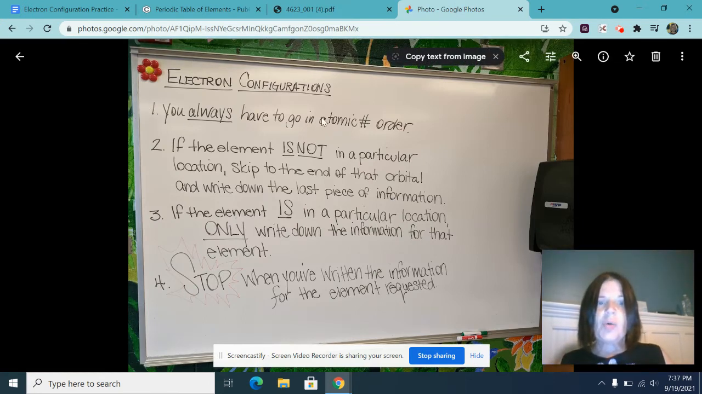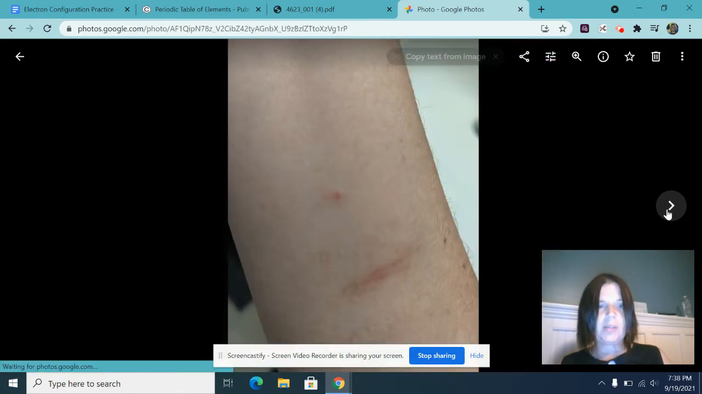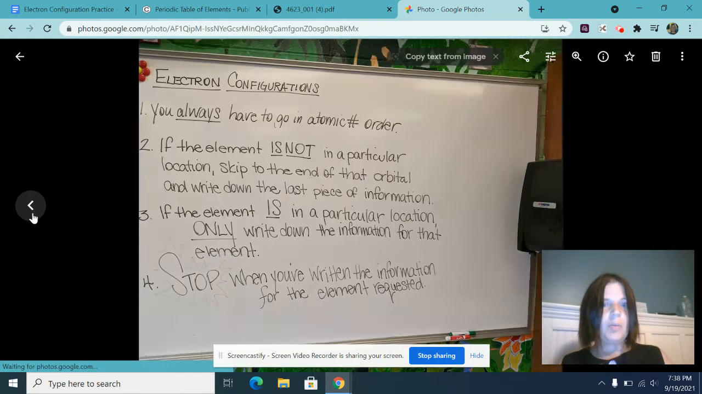We always have to go in atomic number order. So if chlorine is atomic number 17, we're going to be working with elements 1 through 17 in order to get there. If the element is not in a particular sublevel or orbital, we're going to go to the end of that orbital and write down the last piece of information. But if it is in a particular location, meaning the orbital or sublevel, we will only write down the information for that element, and we are going to stop when we have written down the information for the element that we have requested.